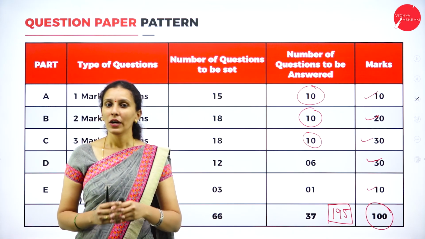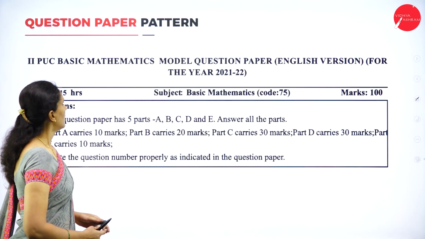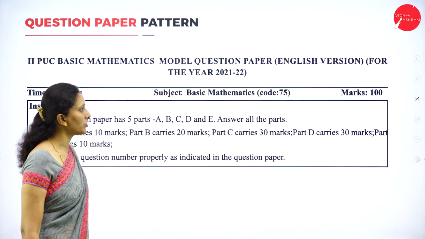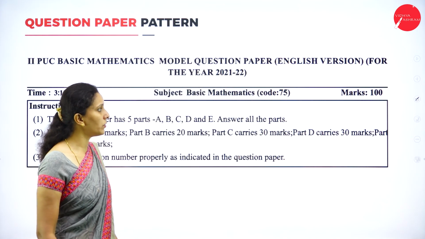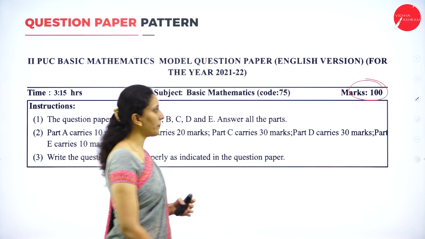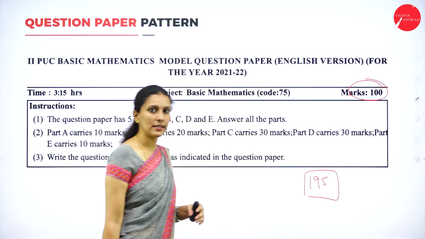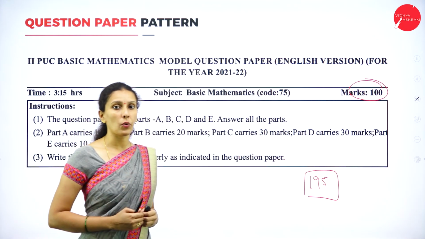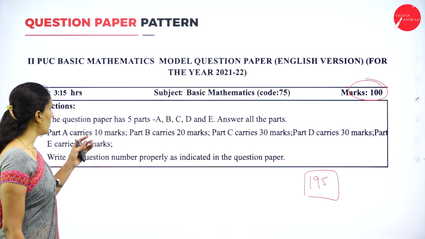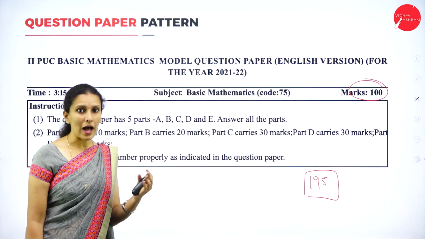Now let's see the model question paper which they have prescribed for this year. So this is your second PUC basic model paper. Here it is given in English version for the academic year 2021-22 and the maximum marks you have to attend is 100. But the question paper this year they have set for 195 marks. Since you have more choices, almost 50% of the questions to gain 100 marks from this question paper pattern. So the question paper has 5 parts A, B, C, D, E. You have to answer all the parts.